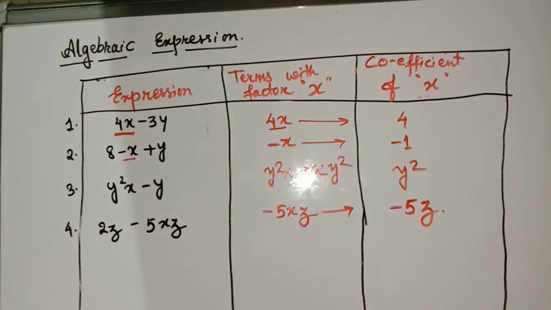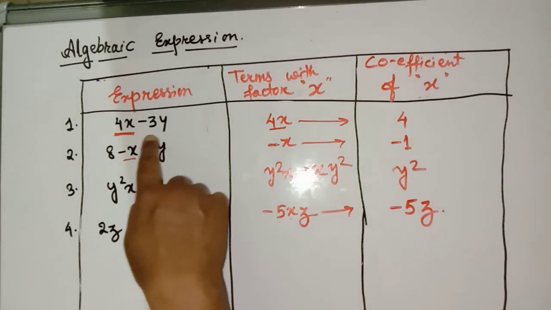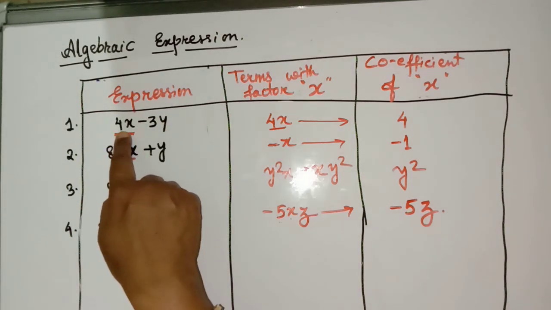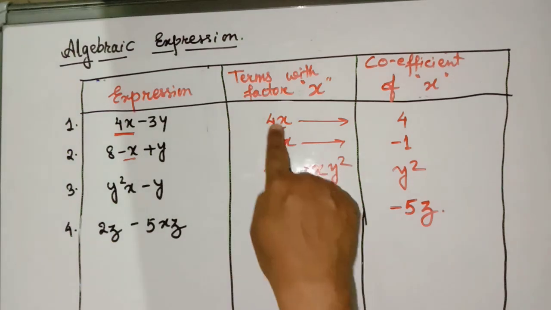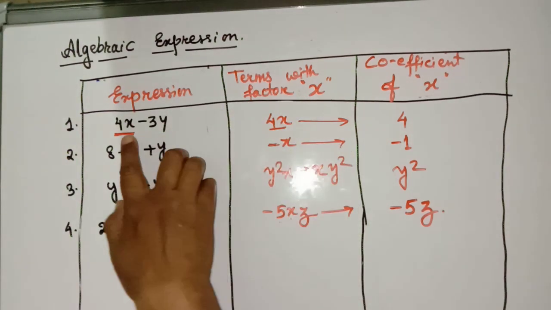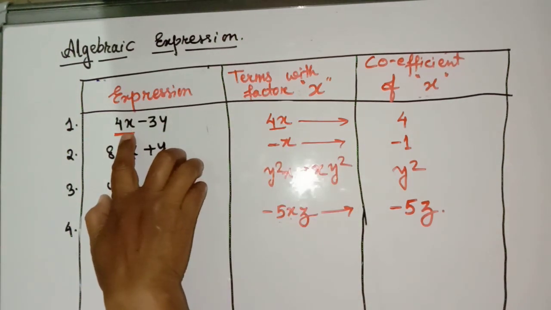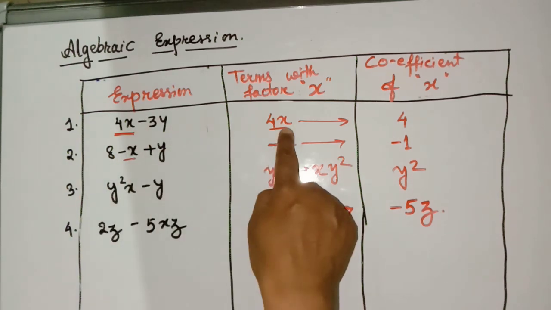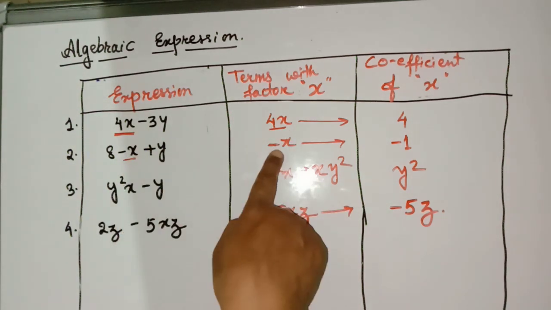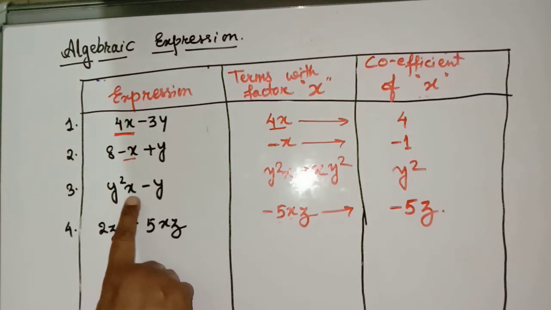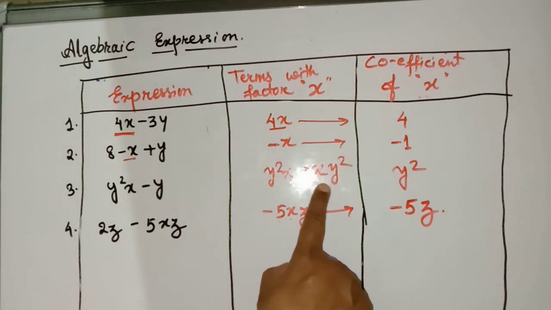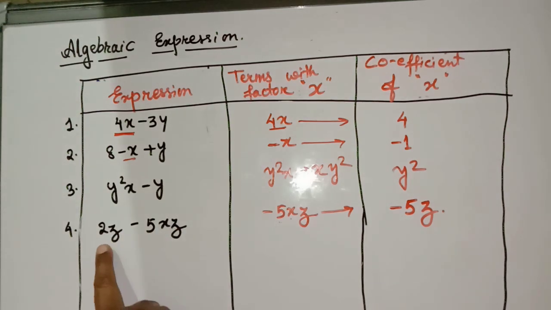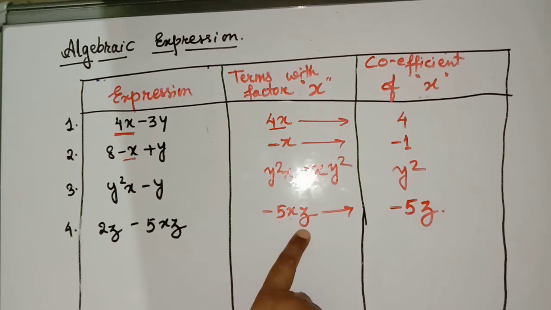Understood everyone? So again I am going to repeat. Here the expression is given, 4x minus 3y. You have to write the terms with factor x, means only the terms where x is present. So it is 4x, write here 4x, here minus x, write here minus x, here y square x, or you can write xy square. Here also x is present, and in this question it is 2z and minus 5xz. So you have to write minus 5xz. This is the term with x.